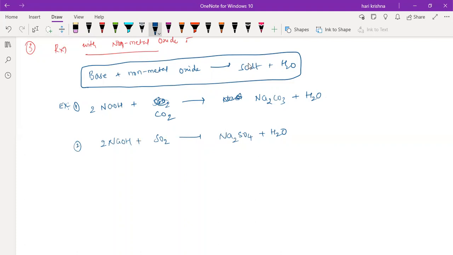Oxygens are not balanced, sir. Then what can we do? With 2H2O it is still not balanced, right? Hydrogens will not be balanced. Now balance this one everyone first. Sodium is balanced. Sulfur is balanced. Only oxygens are not. Tell me the balanced chemical equation for this.